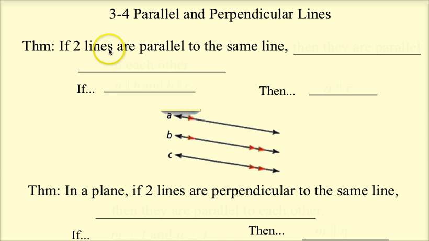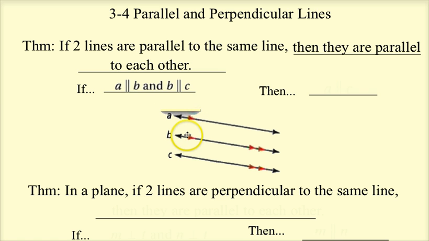The first one says if two lines are parallel to the same line, then they are parallel to each other. So two lines are parallel to the same line, then they have to be parallel to each other. And we'll look at the picture that we have down here. So if A is parallel to B and C is parallel to B, A and C are both parallel to line B, then A and C have to be parallel to each other. So that's my conclusion. A is parallel to C. Again, it's like a common sense theorem. So that's the first one.